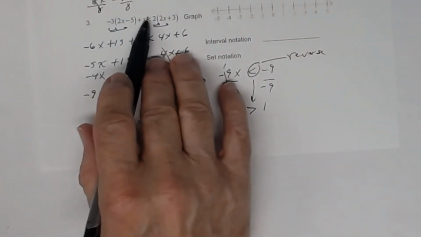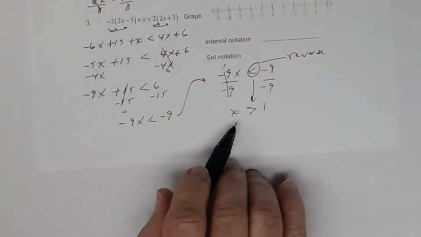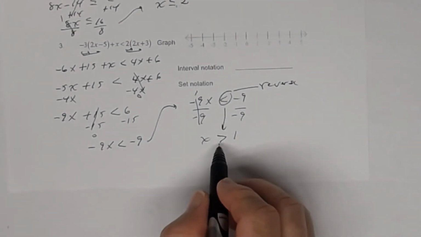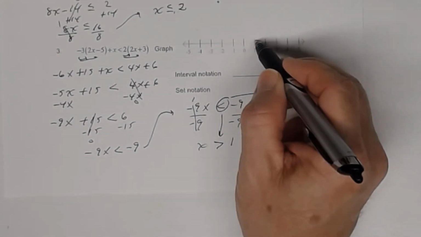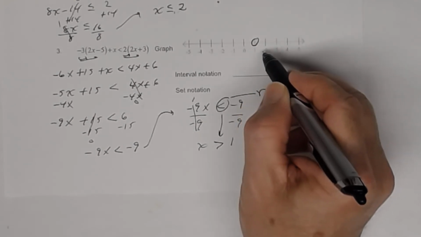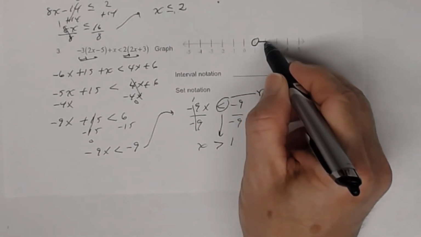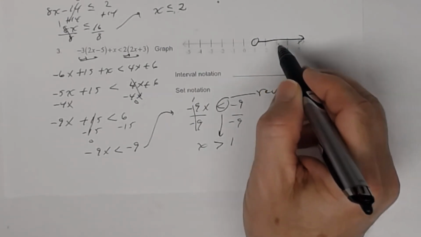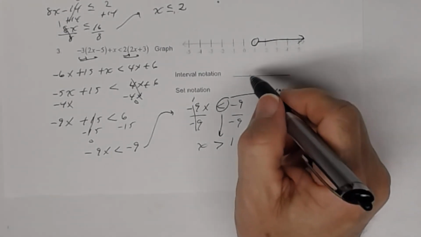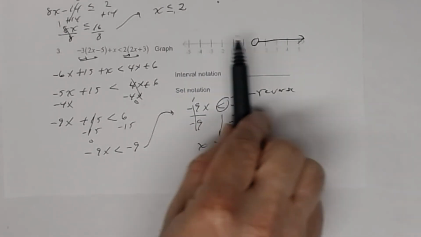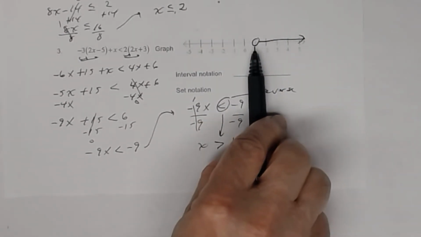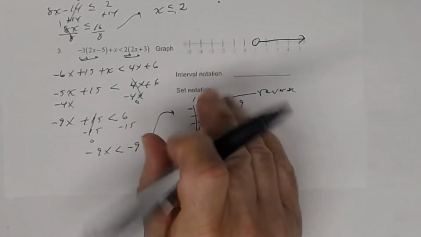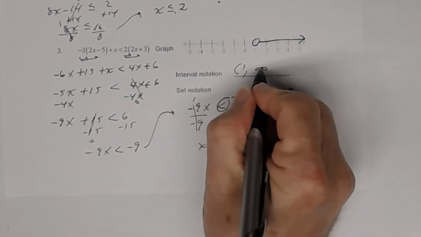So the solution to the original inequality would be any real number that's greater than 1. So notice there's no equal sign. So you're going to put an open circle on 1. So 1's not a solution. But every real number greater than that is. So there's your graph. There's the graph of the solution. In terms of interval notation, you go from left to right. So I'm going to start at parentheses 1, open circle, parentheses 1 to infinity.